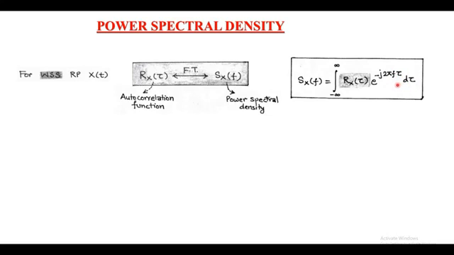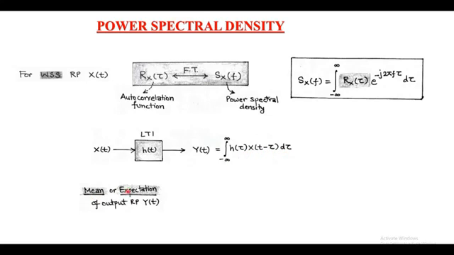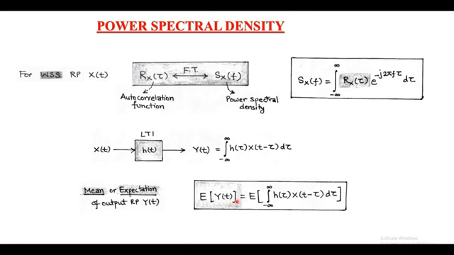Now we consider an LTI system having impulse response h(t) with x(t) and y(t) as input and output random process. And we know that the output of any LTI system is the convolution of input x(t) and impulse response h(t). So output random process y(t) equals integration of h(tau) x(t minus tau) d tau. Now after taking expectation on both sides, we get the mean of output random process y(t), which equals expectation of y(t) equals expectation of integration h(tau) x(t minus tau) d tau. This mean value of output random process is in time domain.